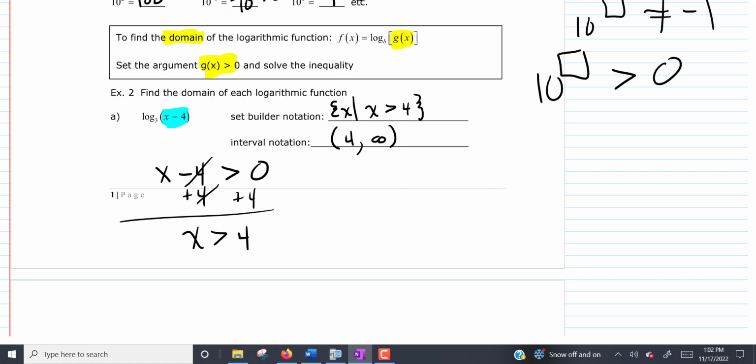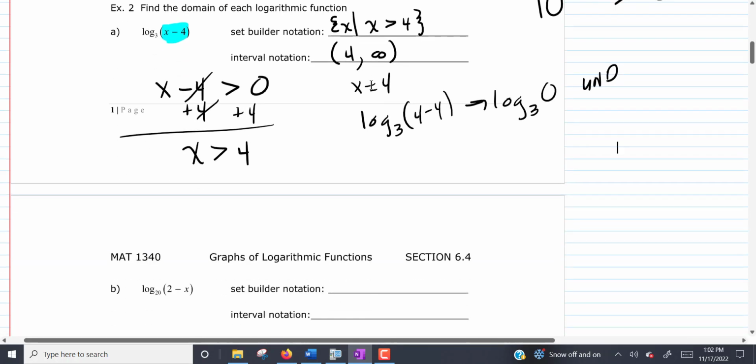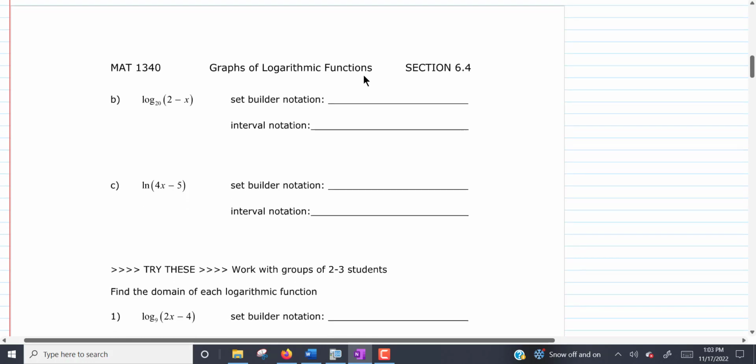And see, this is what would happen. If x is equal to 4, you would have log base 3 of 4 minus 4. You would have log of 0, and log of 0 is undefined. But once you're past 4, you would be able to get an answer. Anything past 4 guarantees you're doing a log of a positive number. That's the idea. Okay, so all these problems are going to be done the same way.